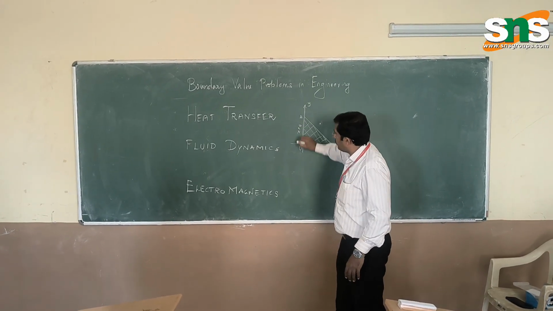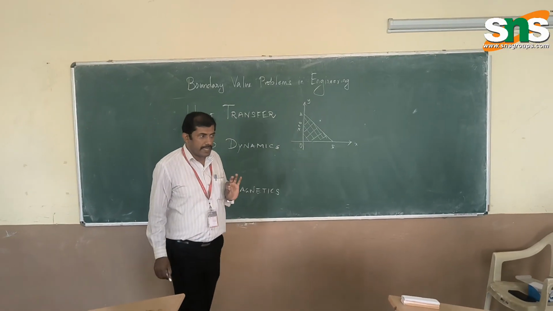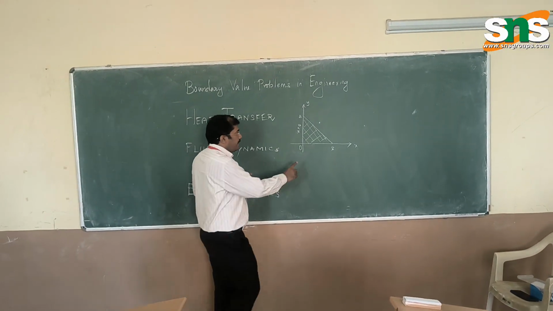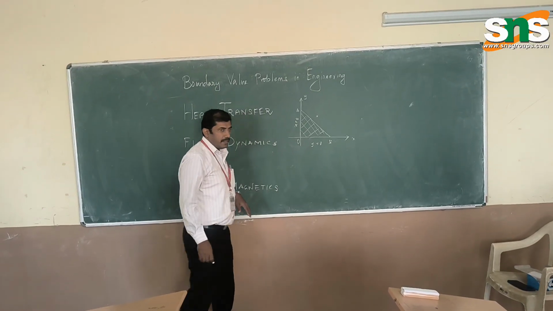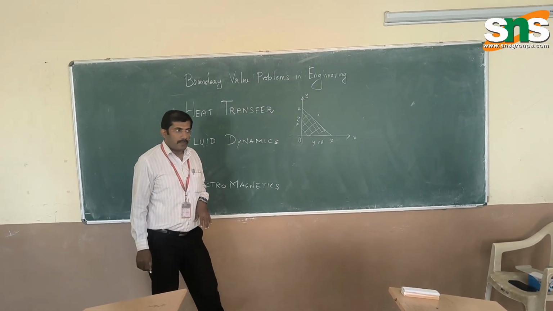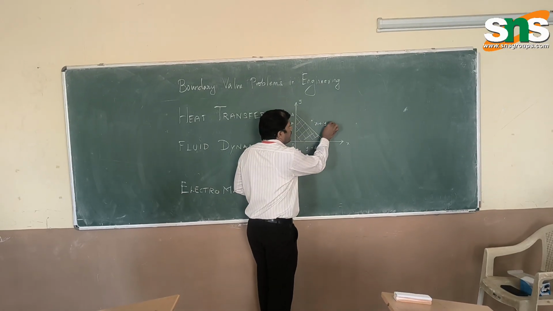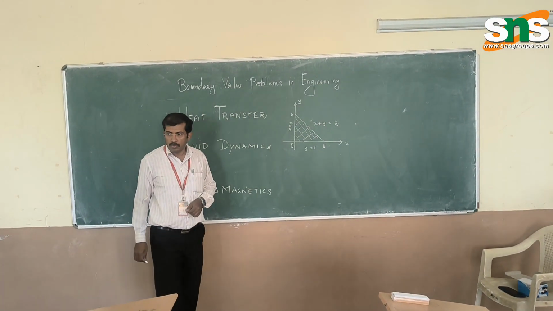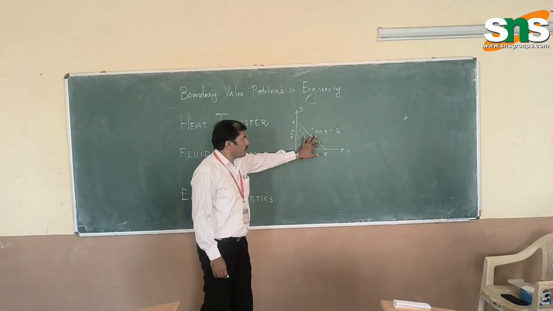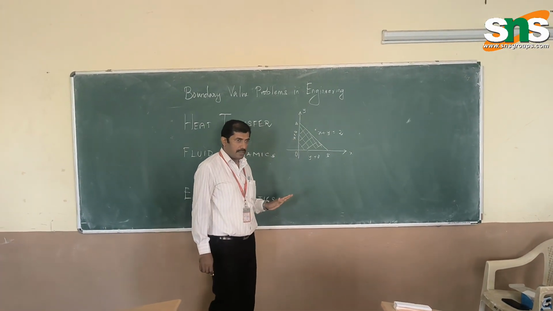Can I say the y axis is x equal to 0? x equal to 0 is the equation for the y axis. Similarly, this is y equal to 0. Suppose I say, for example, x plus y equal to 2 is the equation of the straight line. A straight line is a linear equation.